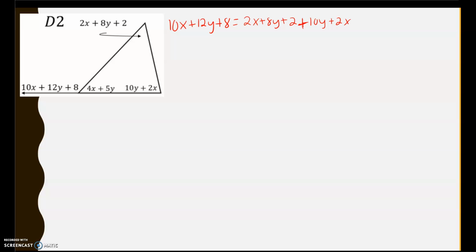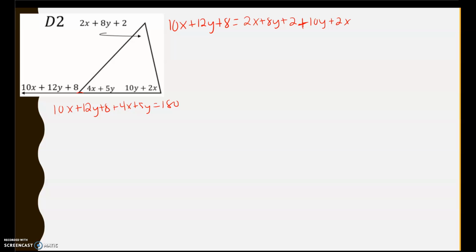My second equation, I'm going to do a linear pair. So I'm going to go between these two guys. So my second equation is going to be 10x plus 12y plus 8 plus 4x plus 5y is equal to 180. All right, so now let's combine what I can.